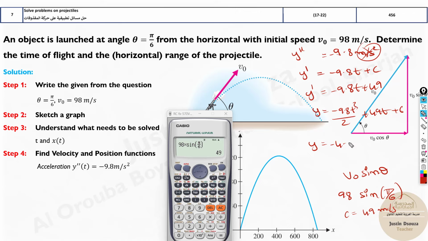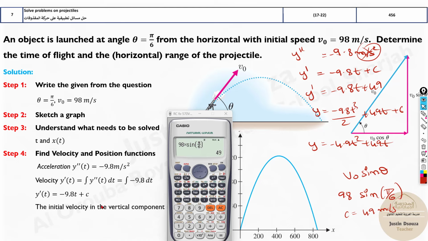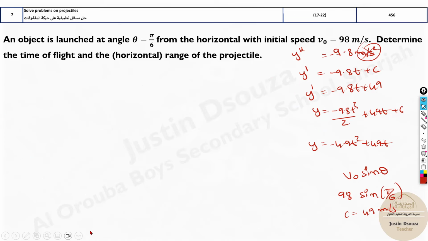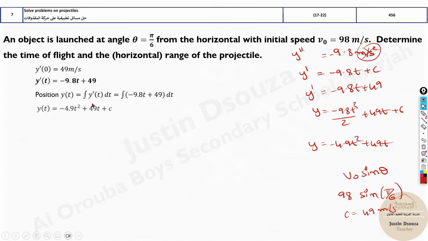This will be negative 4.9 t squared plus 49t. So this is the position y. This is all with respect to time. It's y of t. So you can see that will be the answer. And the initial velocity is given over here. You need to solve it and substitute it back. That's what we got. That is y dash. And then position, integrated again, you will get this equation, negative 4.9 t squared plus 49t. Now altitude is 0. That's the final equation. So that's the position we have got.